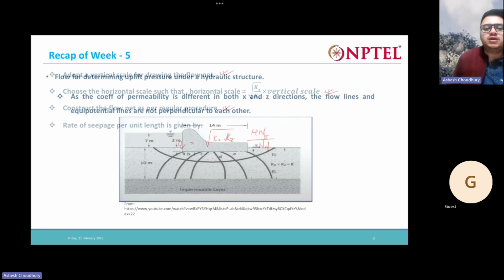Next we have the flow net for determining uplift pressure under a hydraulic structure. If you have any hydraulic structure, with water on one side, we have seepage happening. The seepage of water produces an uplift pressure, an upward pressure that tries to uplift the hydraulic structure. That is known as the uplift pressure. So how can we find the uplift pressure from the flow net? That we will see.